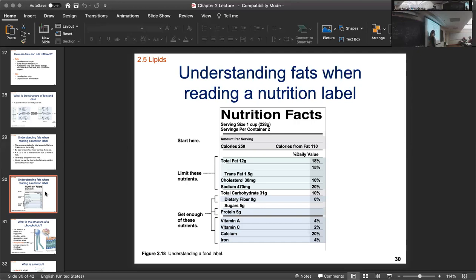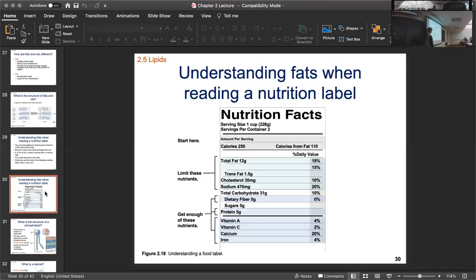Sodium, 740 milligrams, 20% of your daily value of sodium. Okay, sodium is the salt, essentially. Total carbohydrates, we talked about carbs a little bit. This one has 31 grams of carbs. It's 10% of the daily value that they recommend for a 2,000 calorie diet. It has no fiber. It's got about 5 grams of sugar, 5 grams of protein, which we haven't talked about proteins yet. It has some vitamin A, C, some calcium, and some iron.